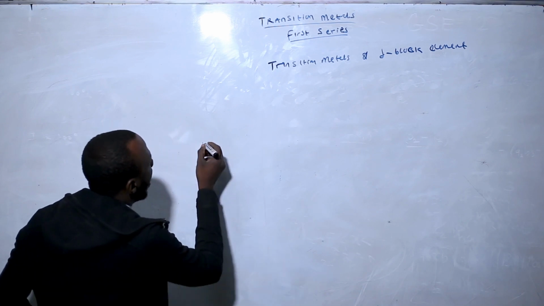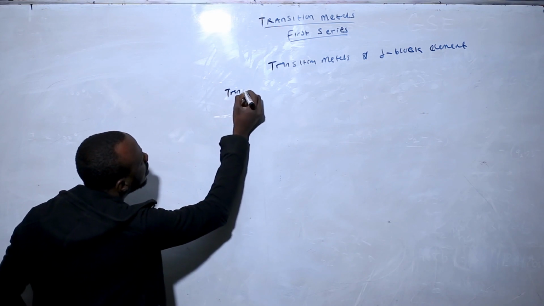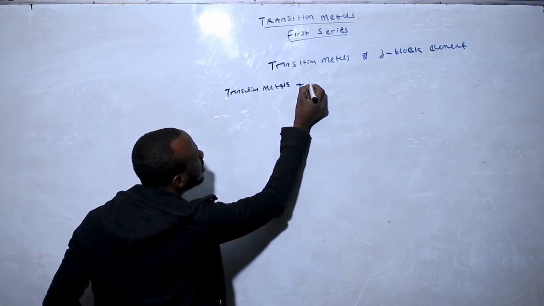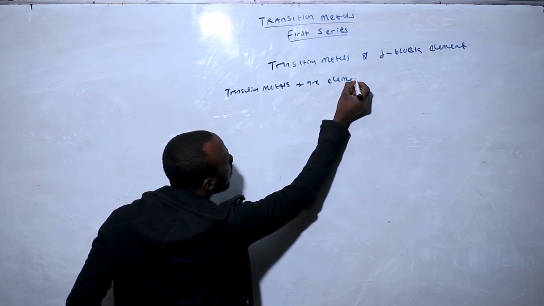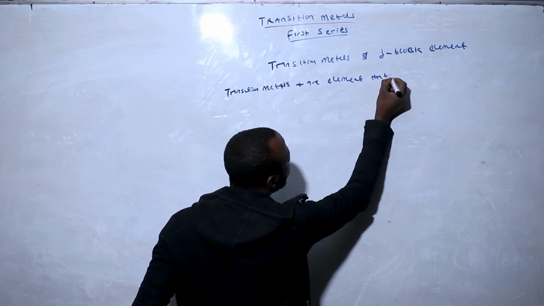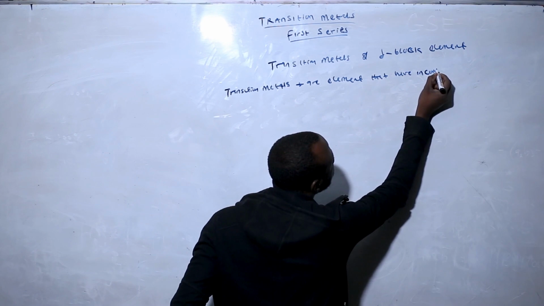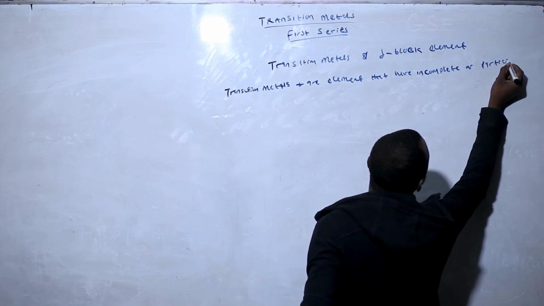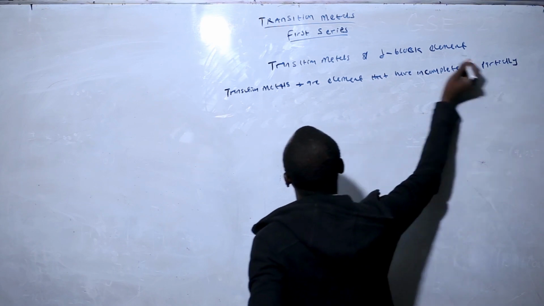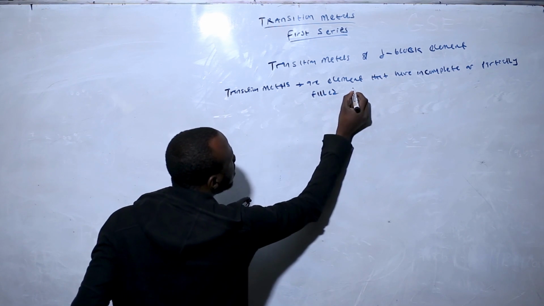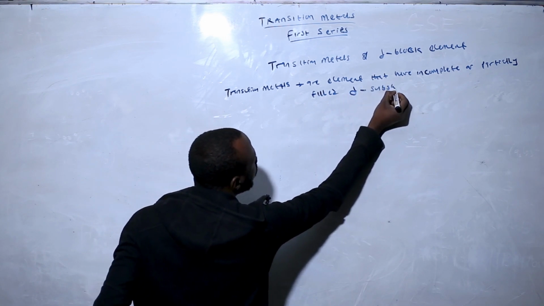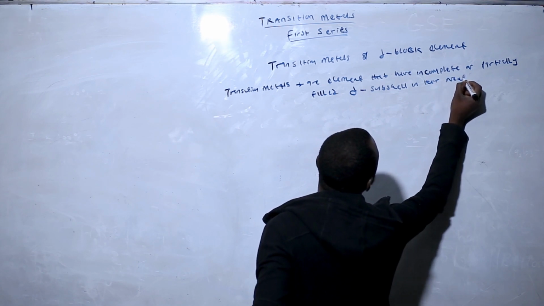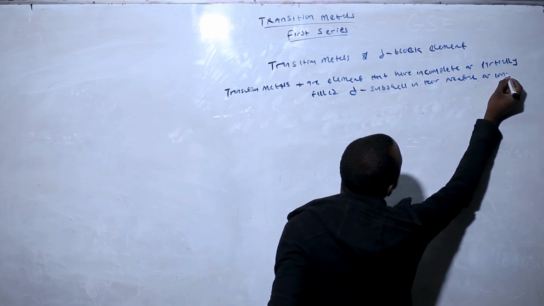So now, I will say that transition metals are elements that have incomplete, or we can say partially filled d subshell, either in the neutral or ionic states.